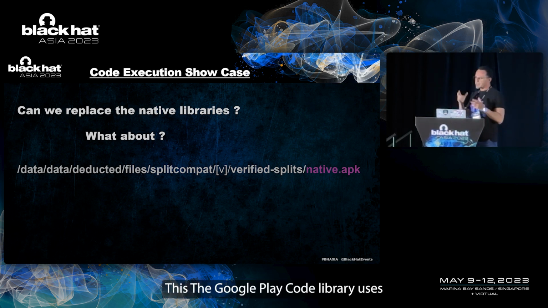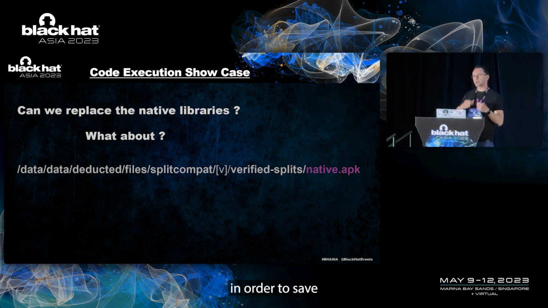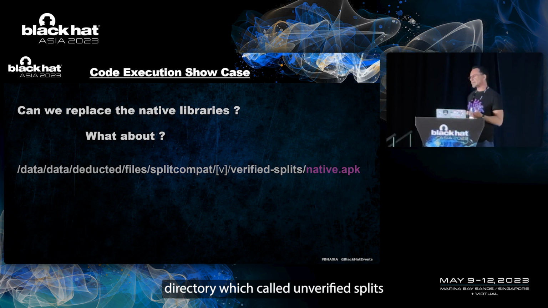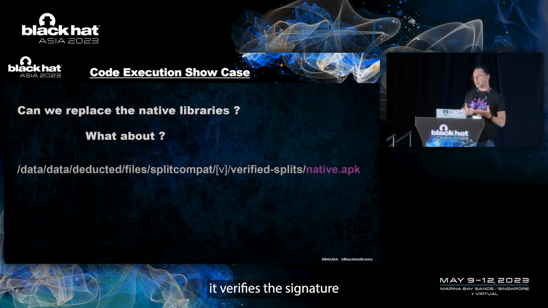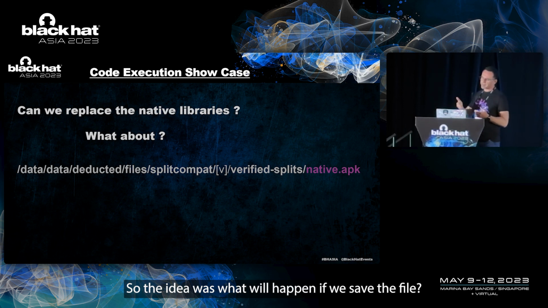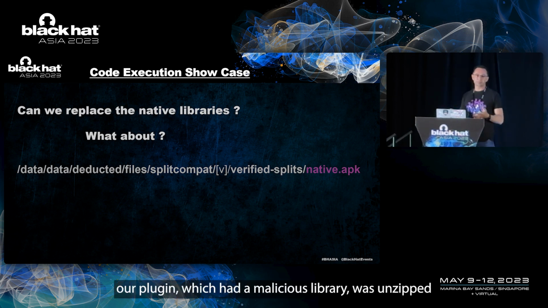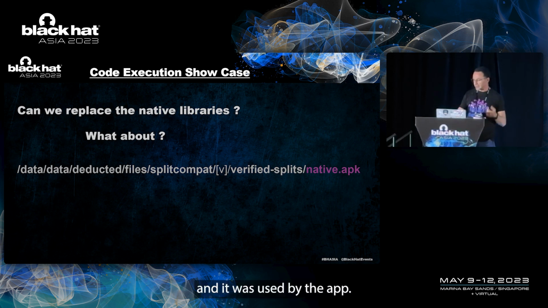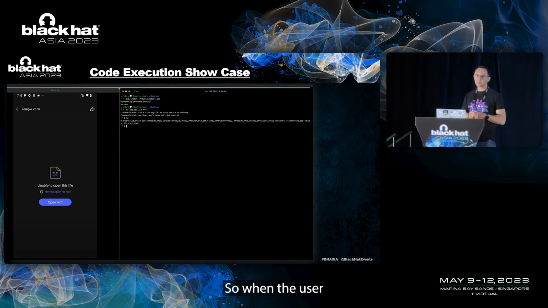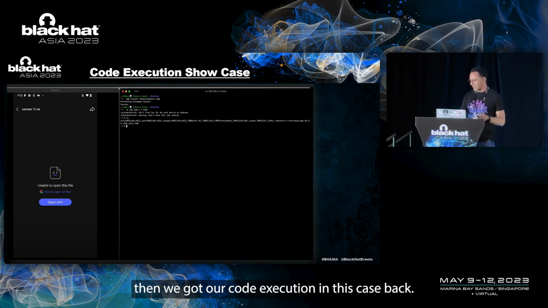The Google Play Core library uses some specific directories in order to save the APKs that it downloads. It has a directory called unverified splits, and there, when it downloads an APK, it saves it. It verifies the signature and then saves it to the verified splits directory. So the idea was, what will happen if we save this plugin to the verified splits directory? To our surprise, our plugin, which had a malicious library, was unzipped, and it was used by the app. So when the user tried to, let's say, open or unzip a file, we got our code execution back.